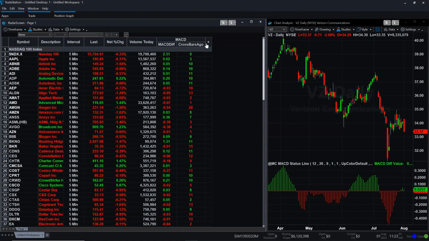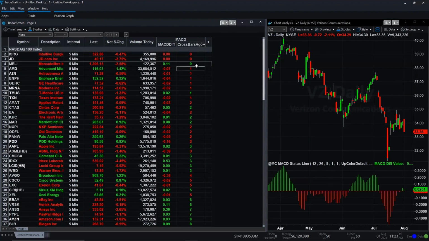And this, of course, tells us how many bars ago it crossed. Very useful is the ability for you to rank based on that information. Let me double click and notice that I get all the ones that are at 0. A 0 bars ago would mean that it's happening at the moment. So let me click on one of these. Let's click on the very top one, ISRG.